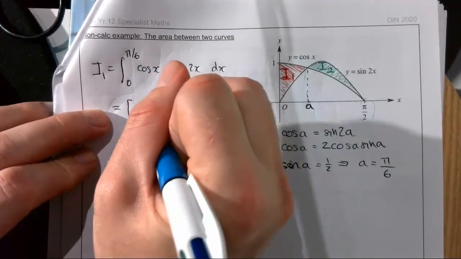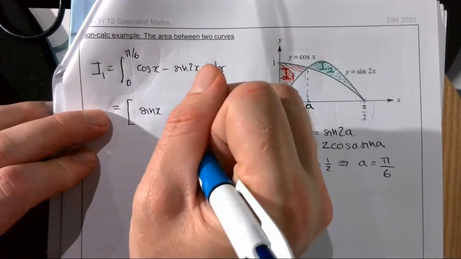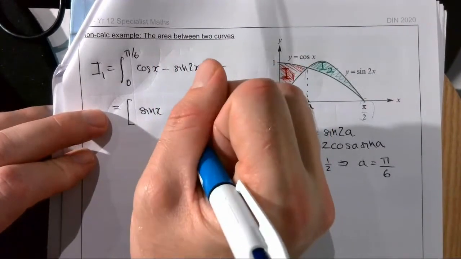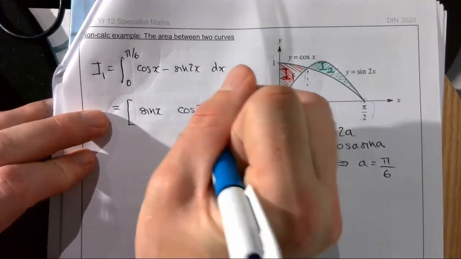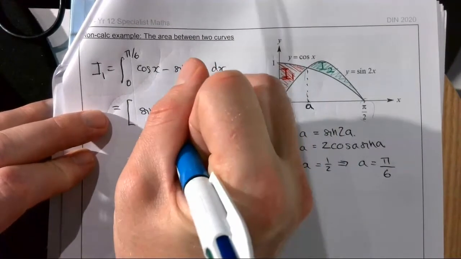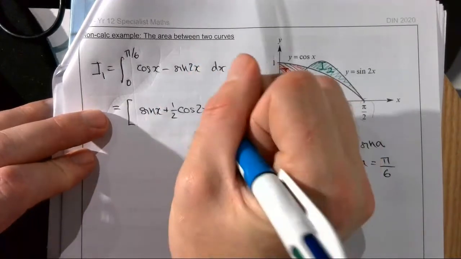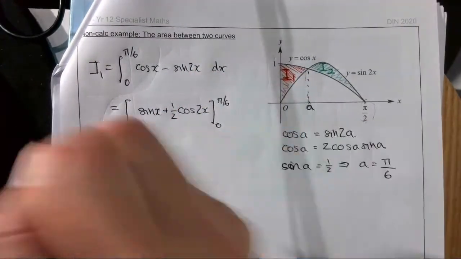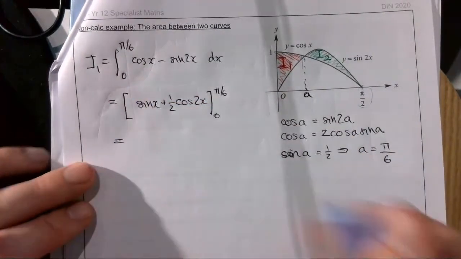Integrating those, well, cos integrates to sin, and then this one's going to be something like cos 2x, but if I differentiate that, I multiply it by 2, so it's going to have to be plus a half. Thinking just about the anti-differentiation, always just being the opposite of differentiation.